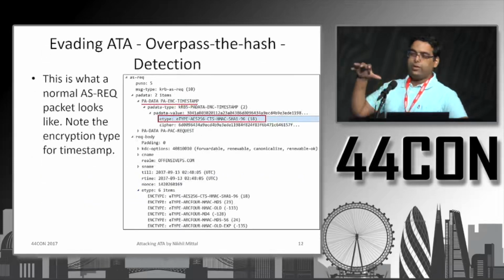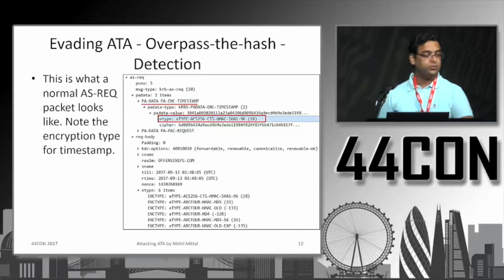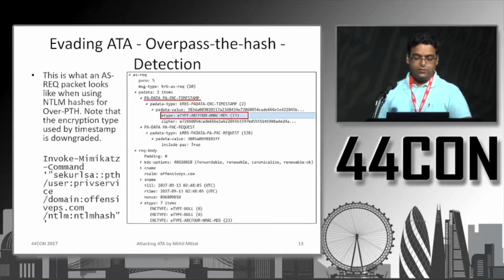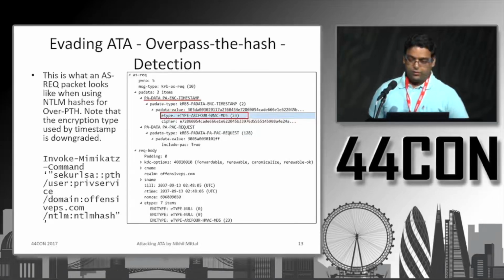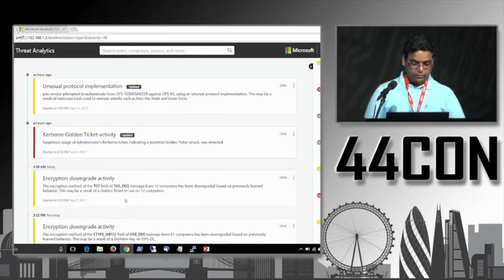So how does ATA detect it? This is the normal traffic, the AS request packet. When you have a look at this packet, there is a specific field called E-type, which tells you the encryption type being used. You can see here it is AES-256. In the case of an Overpass-the-Hash attack, if we are using NTLM hashes, this field is downgraded to ARC4-HMAC-MD5. And that is what ATA tells you.